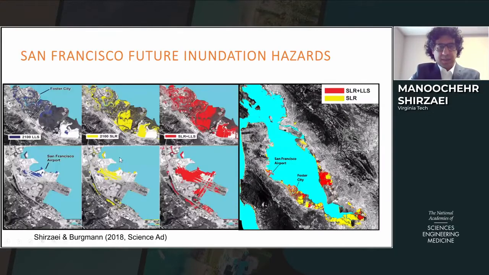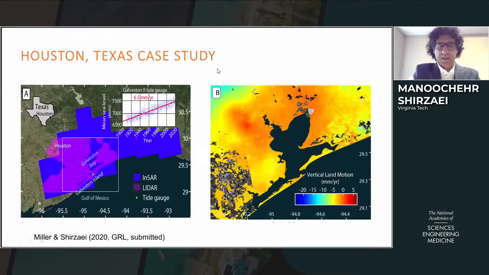So I would skip this next slide, which is a zoom into the Foster City and San Francisco International Airport to highlight a few examples. And I would talk about the next case study along the Gulf Coast, which is very recent. It's just a paper Megan Miller, my former student currently at JPL, submitted to GRL.